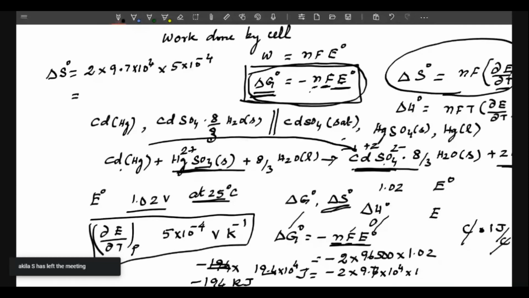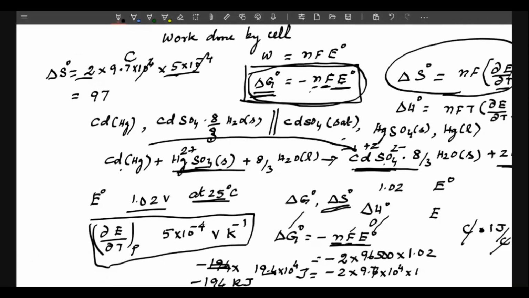97 is the correct answer. Why is it 97? What is 9.7 into 10 power 4? That is 10 power 4. Cancelling, 5 into 2 is 10, and 10 into 9.7 is 97. What is the unit for this? Anybody? It is merely a number and it is coulomb.